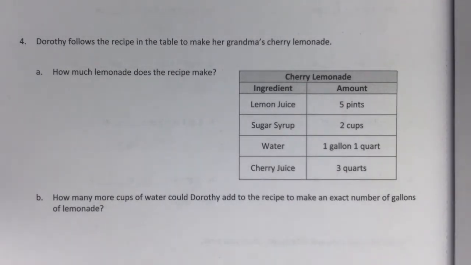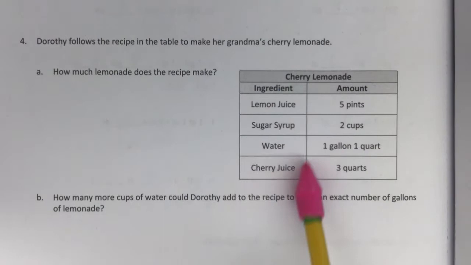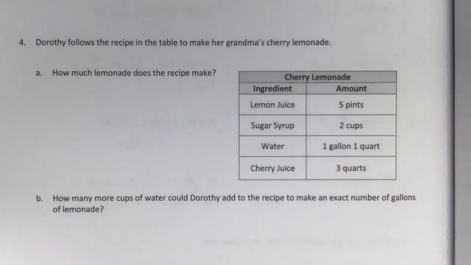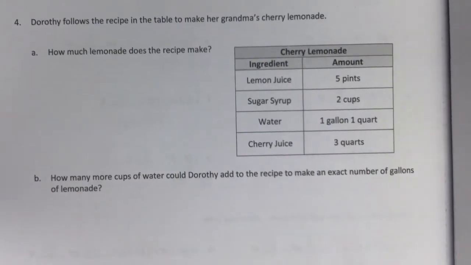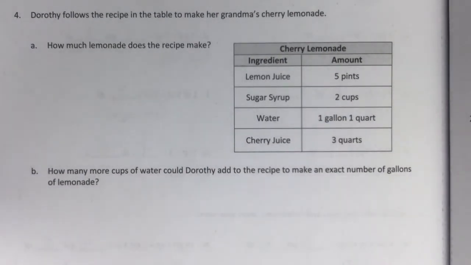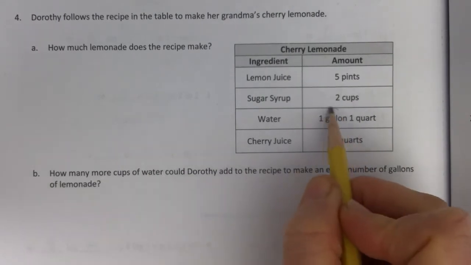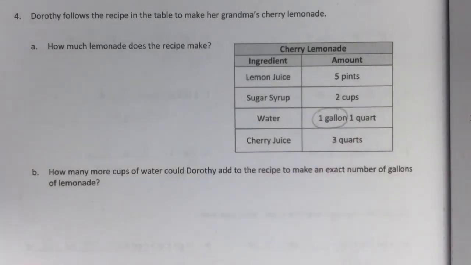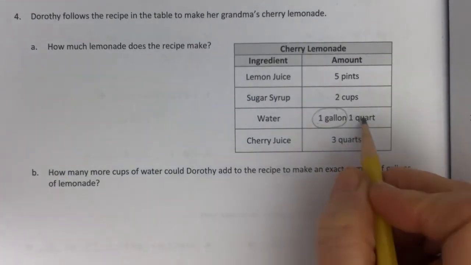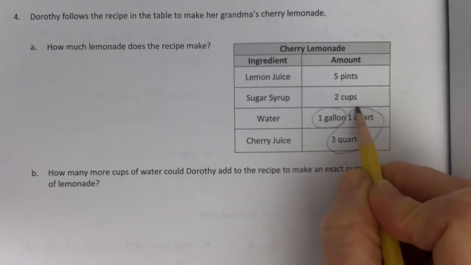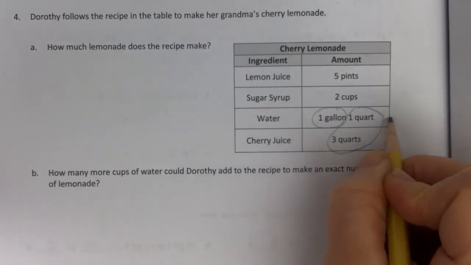Ooh, how much lemonade? Well, that means I would have to take all these ingredients and add them all up to see how much it makes. Well, let's look at the easiest way to do this. I always start with my biggest unit. I see there's 1 gallon here. Okay, so I'm going to circle that. And then I say, well, let's look at the quarts for a second. 3 quarts and 1 quart. How much is 4 quarts? Well, that's another gallon, isn't it?